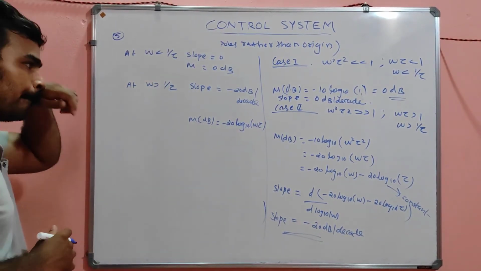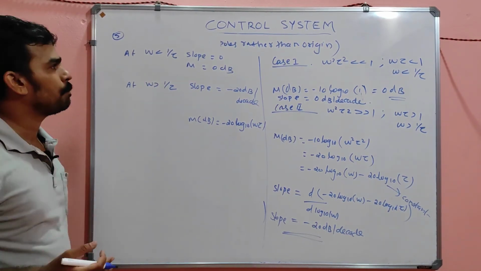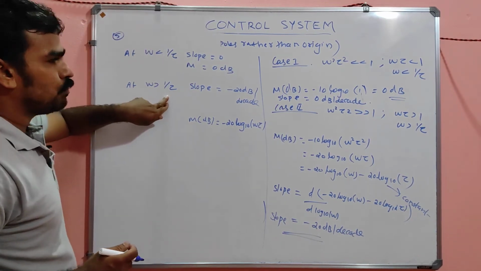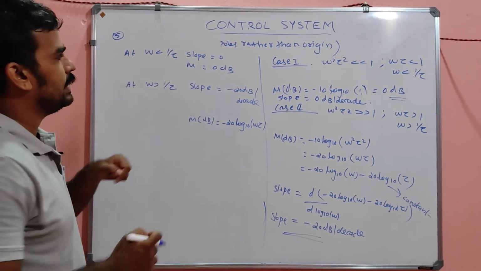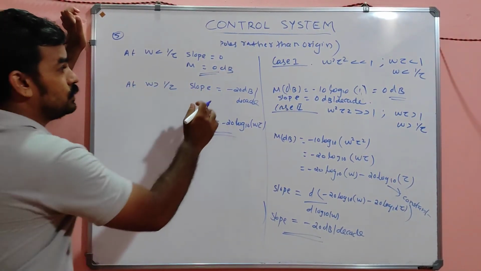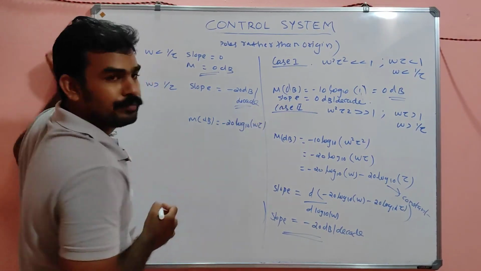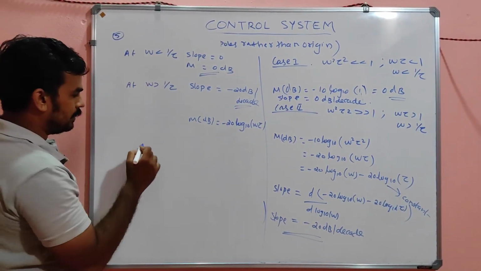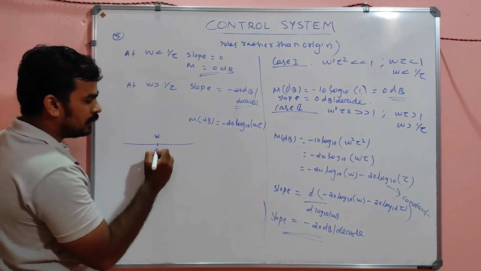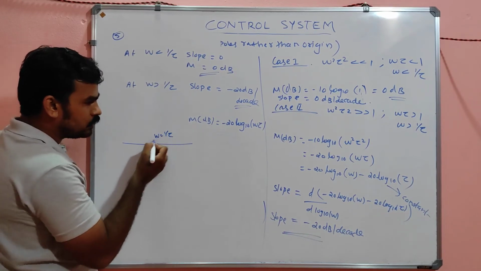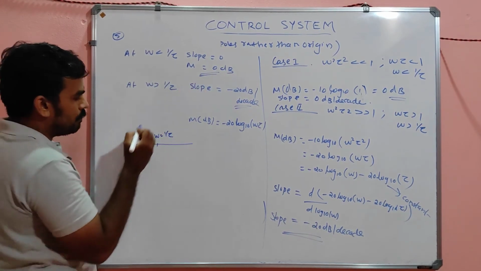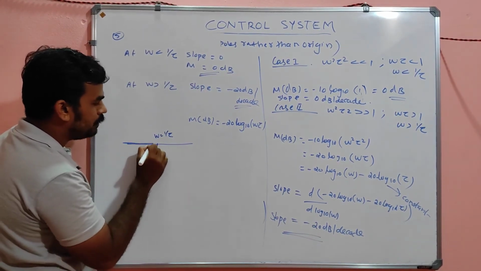This is the magnitude. So what I infer from this is, from omega less than 1 by tau to omega greater than 1 by tau, the slope suddenly changed from 0 to minus 20 dB per decade. Suppose you take an axis like this. Here is omega equal to 1 by tau. For omega less than 1 by tau, the slope was 0. Very good.